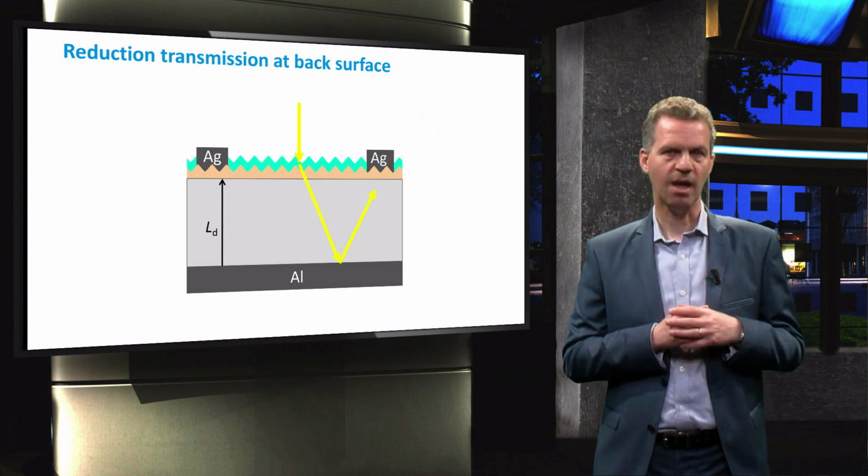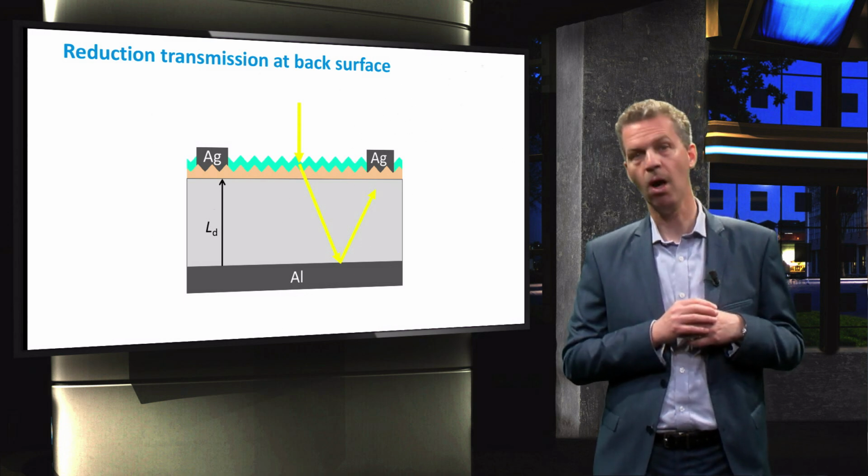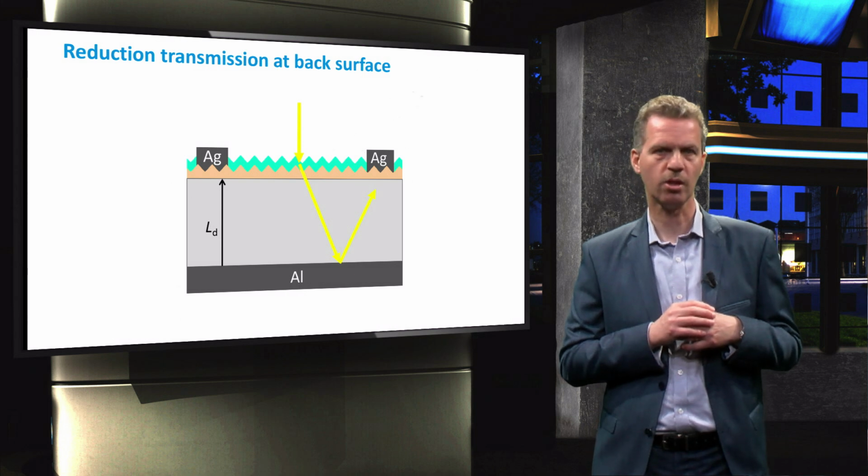Texturing the wafers is therefore also a useful tool to limit the thickness of the wafer while maintaining the short circuit current density and increasing the VOC.